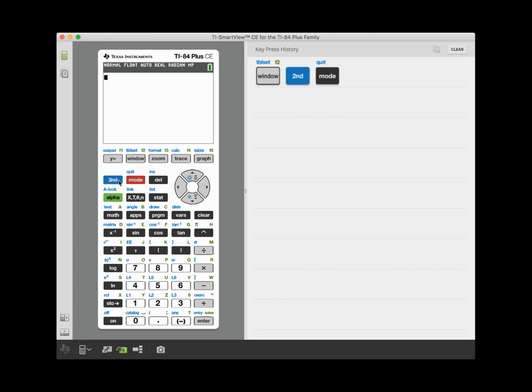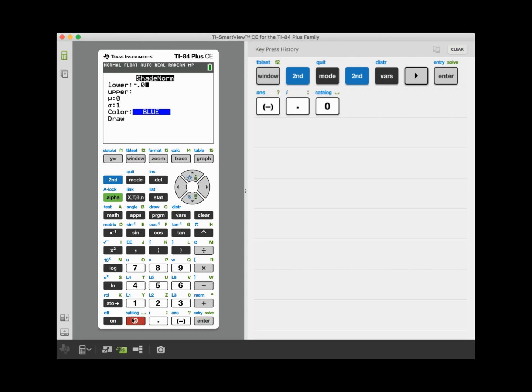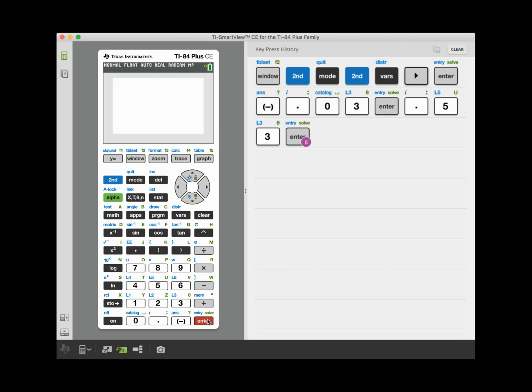And I'm going to hit second and then the vars button. It says distribution. That's really what it stands for above it. Okay. So once I've clicked that, I'm going to go over to draw and I'm going to choose the first option. I'm going to put my lower z-score in there. So that was negative 0.03. Then I'm going to hit enter. I'm going to put my higher one. So that was 0.53. I'm just going to hit enter a few times.